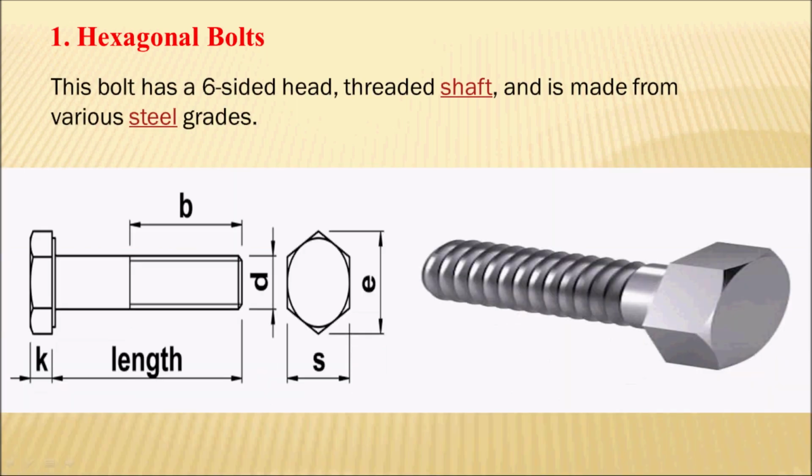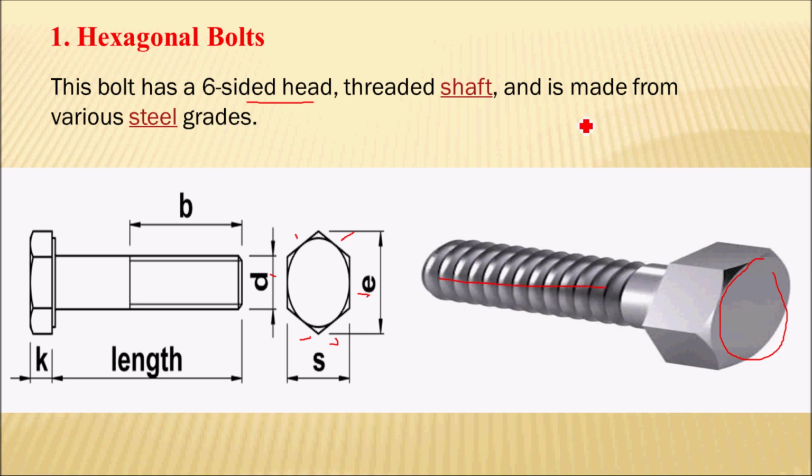First type is the hexagonal bolt. The name itself indicates that the head of the bolt is hexagonal in shape. So this bolt has a six-sided head, which you can see in this image also: 2, 3, 4, 5 and 6. So it has a six-sided head and threaded shaft.